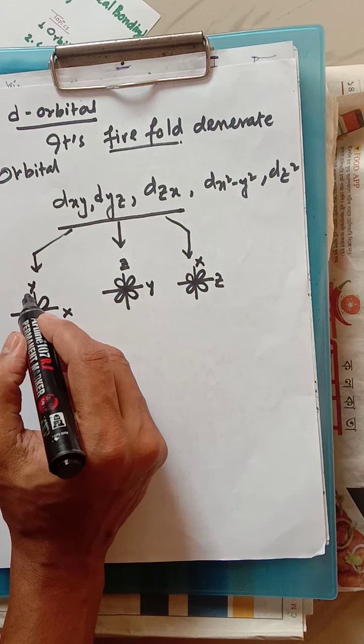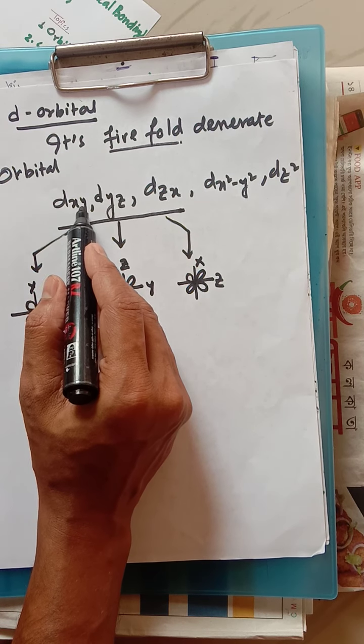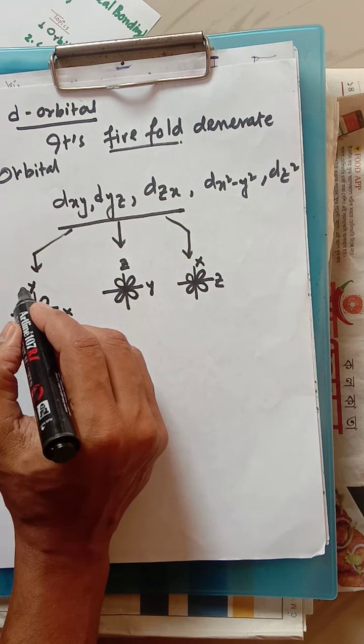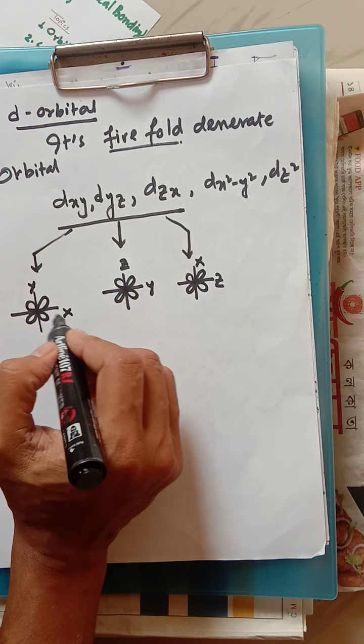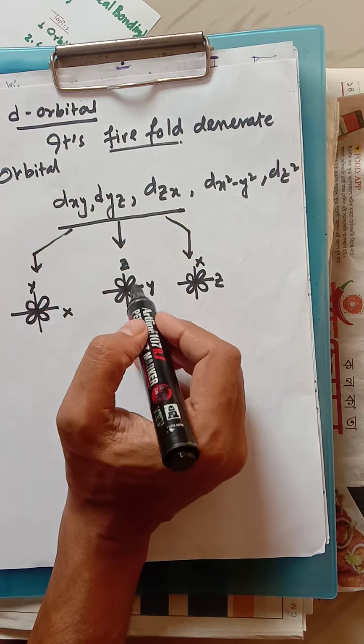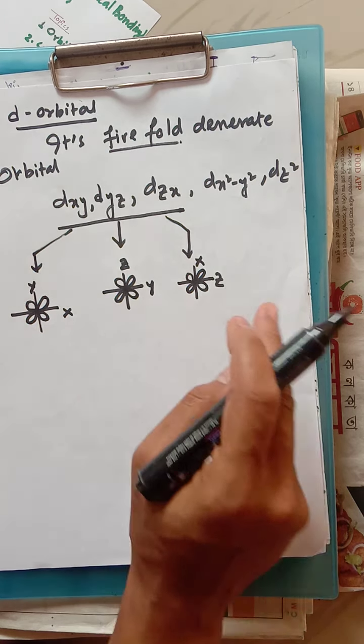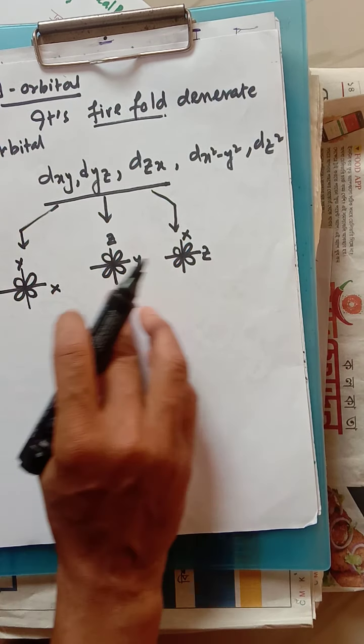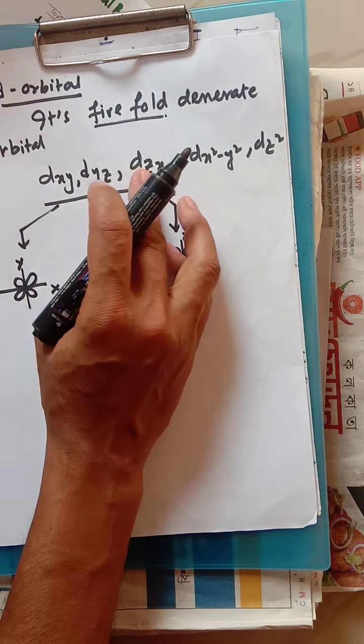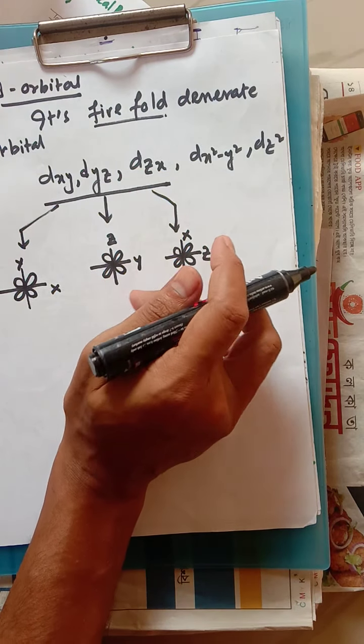Mind that we have to remember that whenever we are denoting xy, the axes should be mentioned clearly: which axis is x and which axis is y. Here it is yz and here it will be zx. So these are the 3 d orbitals I have drawn.